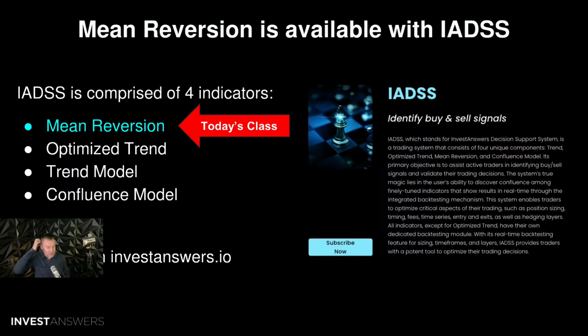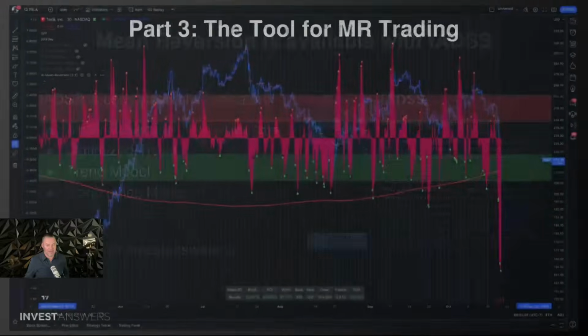And this tool, it's actually a four-legged stool, but mean reversion is one of the key tools in IADSS. That also includes optimized trend, a trend model of the backtest, a Confluence model of the backtest, and of course, mean reversion has a backtest as well to save you a lot of time and energy.